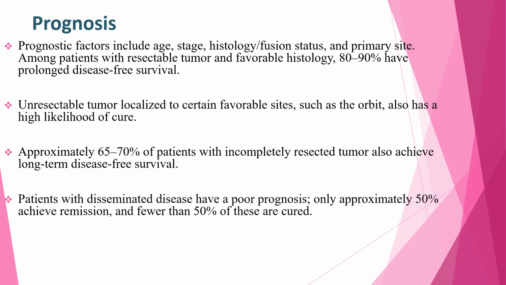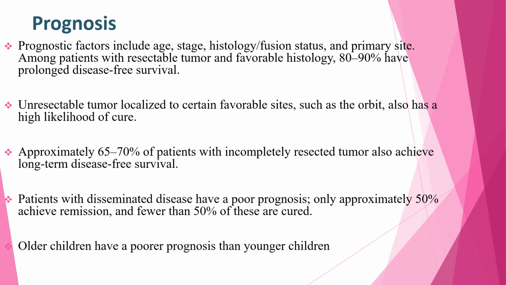Patients with disseminated disease have a poor prognosis. Only approximately 50% achieve remission, and fewer than 50% of these are cured. Older children have a poorer prognosis than younger children.